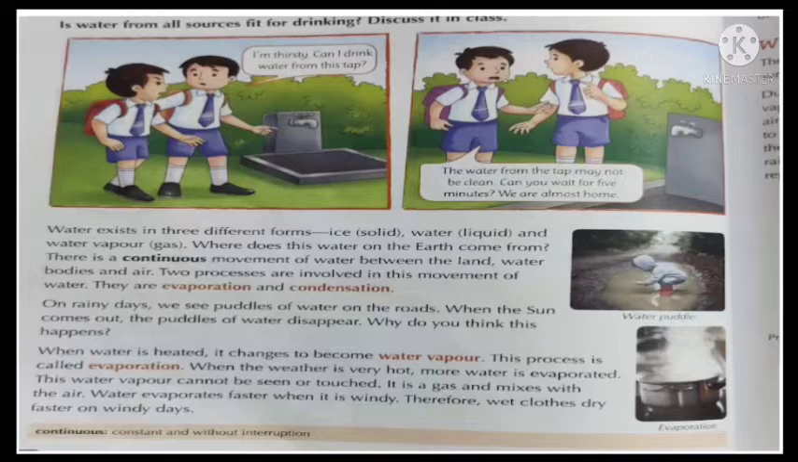When water is heated, it changes to water vapor, and this process is called evaporation. When the weather is very hot, more water is evaporated. This water vapor cannot be seen or touched. It is a gas and mixes with the air. Water evaporates faster when it is windy. Therefore, wet clothes dry faster on windy days.